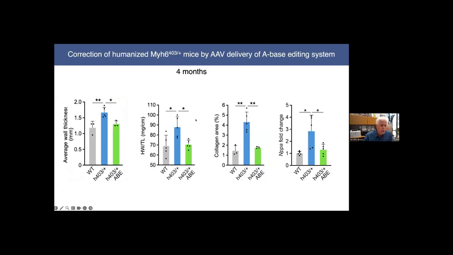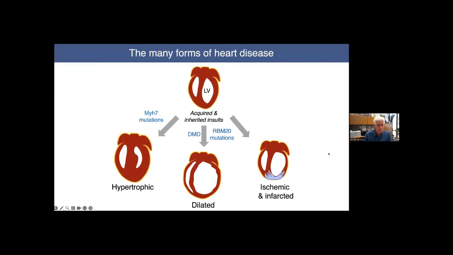So I won't go into all this data. It was published very recently. Here you can see a few markers of cardiac disease. Wall thickness is increased. That's brought back to normal by base editing in this mutant mouse line. Heart weight to tibia length is normalized. Collagen area indicative of fibrosis is normalized. And a sensitive stress marker, NPPA, is brought back down to baseline by base editing in vivo.